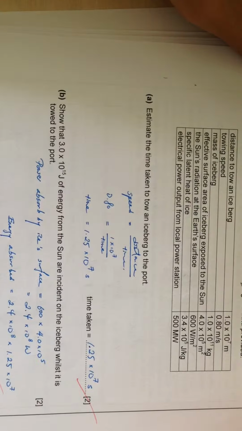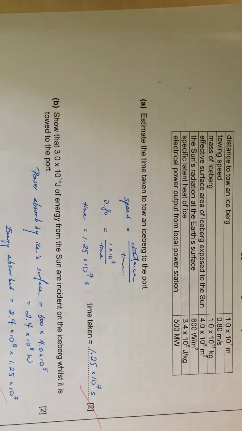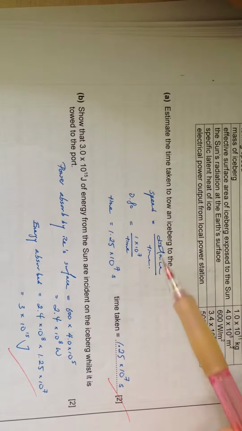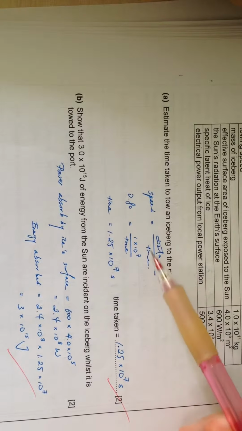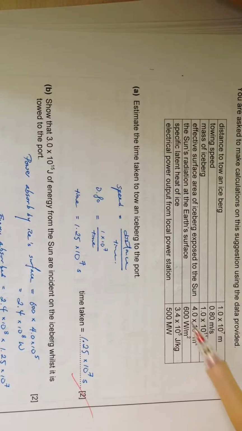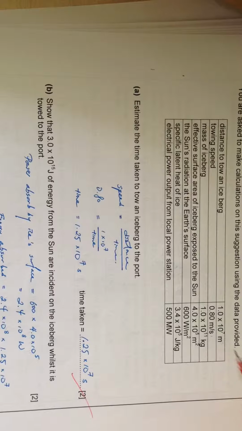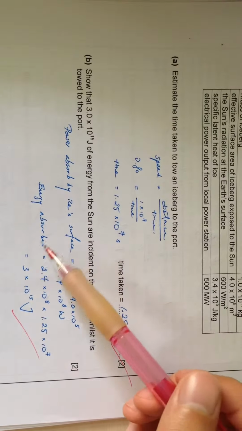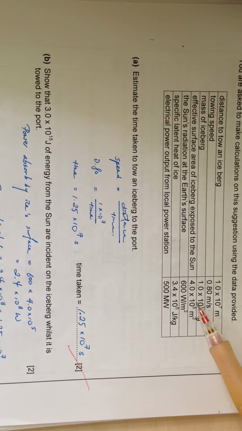Okay, finally section B. This is a database question, pretty straightforward also. So how do you find the time? Because you know the torque speed, you know the distance from, see, torque speed is here, distance to torque is here, so you can find the time. Then after that, you are asked to calculate the energy absorbed.